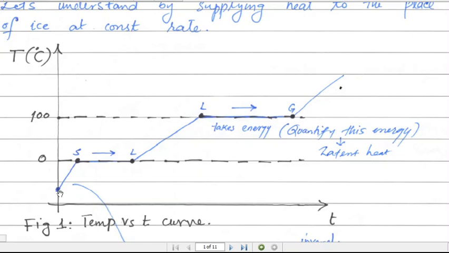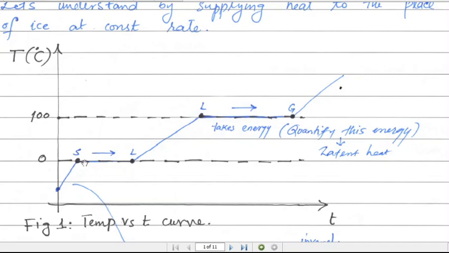So initially, the block of ice will be at a certain temperature below 0 degree Celsius. When the heat is supplied, the temperature of the ice will increase up to 0 degree Celsius, because this is the temperature at which the ice will start to melt. And you will see that after reaching 0 degree Celsius, there will be no increase in temperature of the ice until all this solid ice has been converted into a liquid.